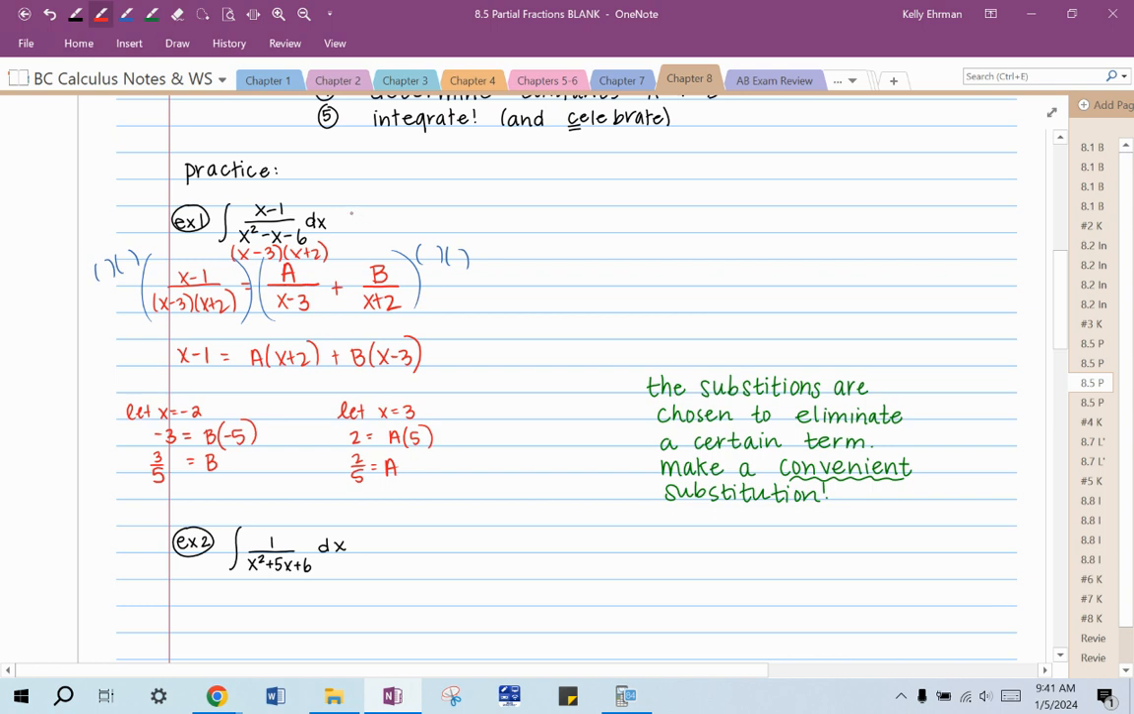So here's what we have now. Now we have that this integral has been split up into A is 2/5 over, A was over, go back to the original.